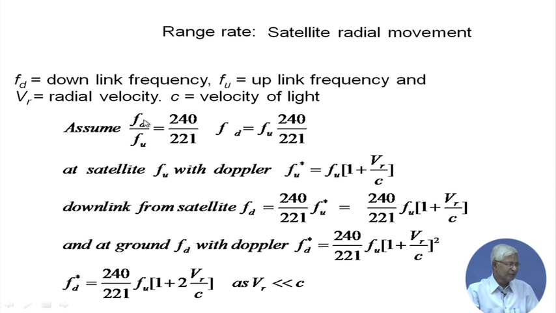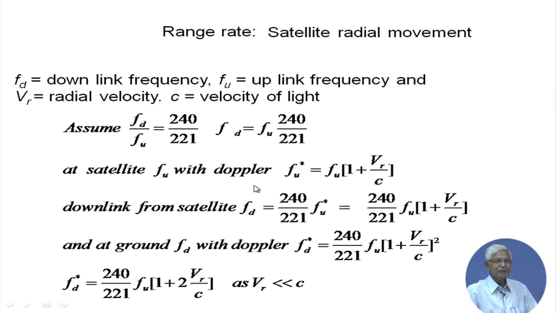Let us assume that the downlink frequency f d and the uplink frequency f u, the ratio of that is a number 240 by 221, based on what frequency is selected. Here I have taken this particular number. You can take the exact number on which it is being transmitted and received. So, simply from this expression we can find out the downlink frequency is the uplink frequency multiplied by the factor 240 by 221.